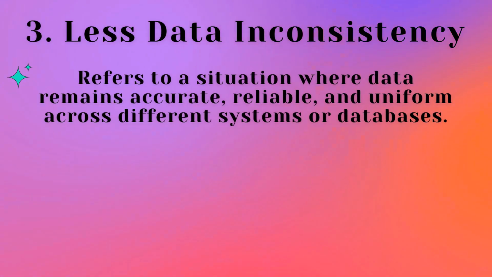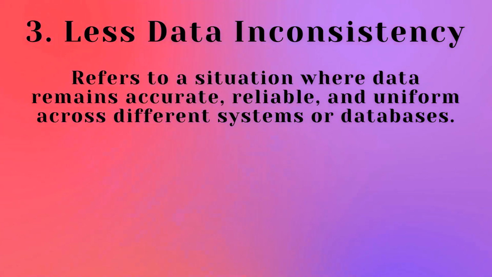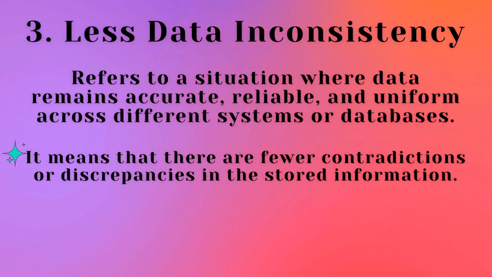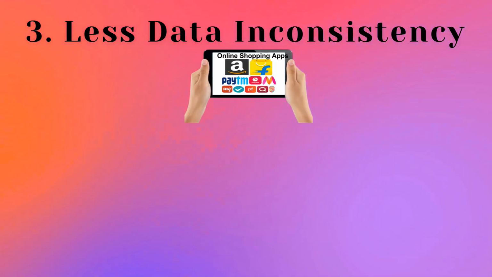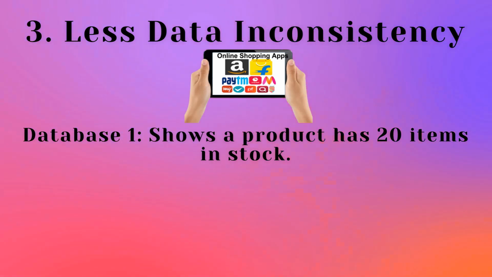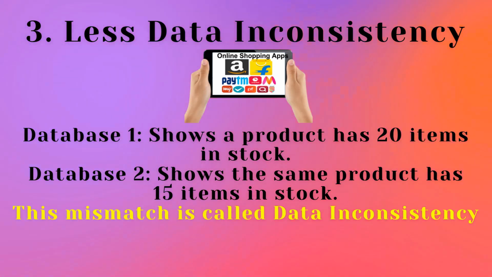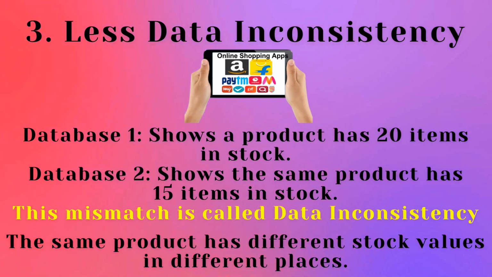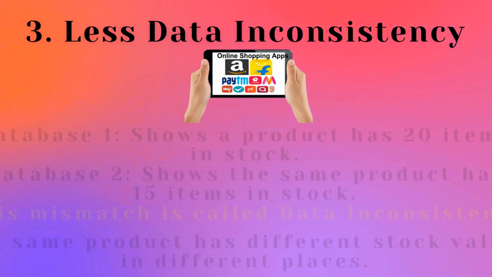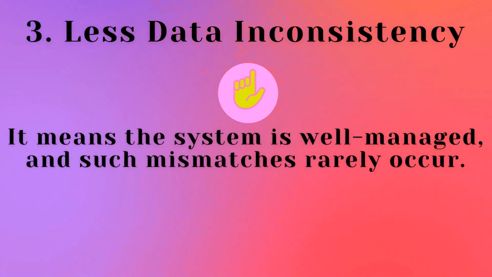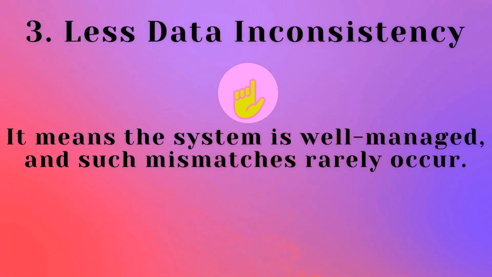Less data inconsistency refers to a situation where data remains accurate, reliable, and uniform across different systems or databases. It means that there are fewer contradictions or discrepancies in the stored information. For example, imagine you have an online shopping app. Database 1 shows a product has 20 items in stock. Database 2 shows the same product has 15 items in stock. This mismatch is called data inconsistency because the same product has different stock values in different places. When we say less data inconsistency, it means the system is well managed, and such mismatches rarely occur.